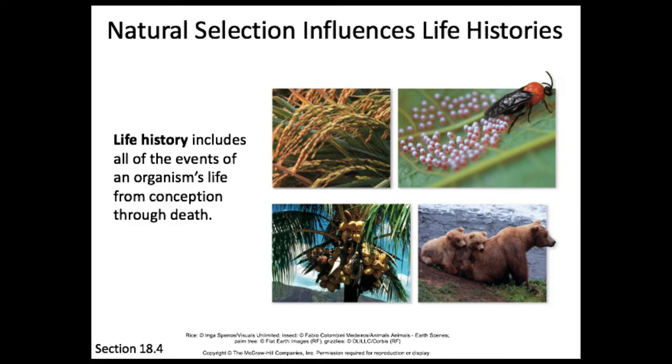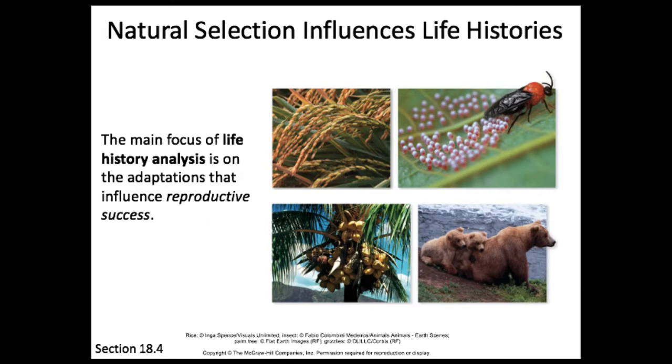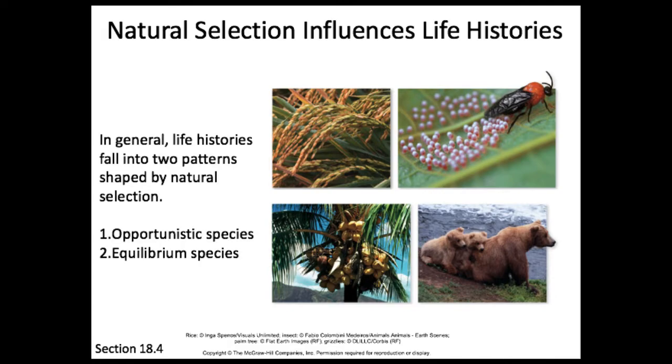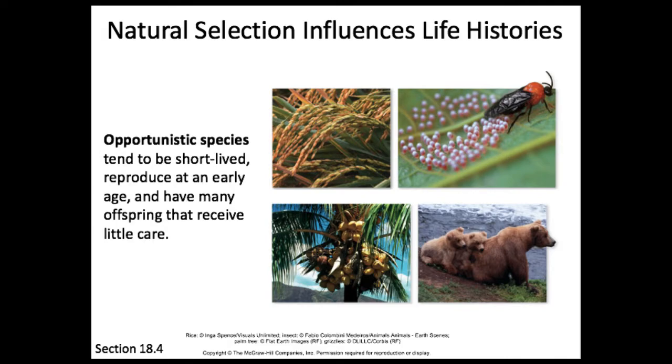Life history is the next term, and natural selection absolutely influences the life histories of many organisms. Life history is defined as including all the events of an organism's life from conception through death. The main focus of life history analysis is on the adaptations that influence their reproductive success. In general, life histories fall into two patterns shaped by natural selection. Number one is opportunistic species, and number two are referred to as equilibrium species.